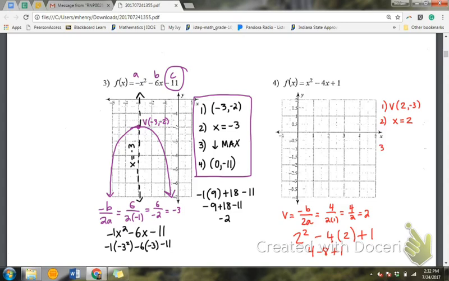Is this graph going to open up or down, Mitchell? It's going to open down. How do you know? It's going to be up. Okay, because the A value is positive. Good. And if it opens up, Mitchell, is it going to have a minimum or a maximum? It's going to have a minimum. Good. A minimum.